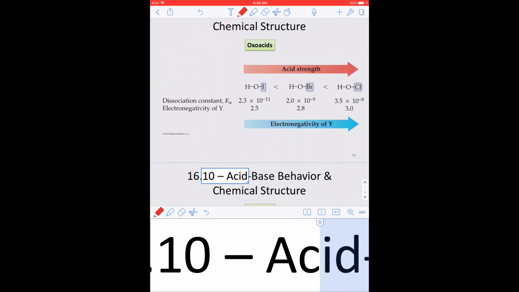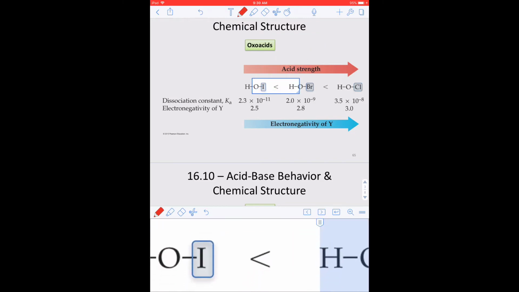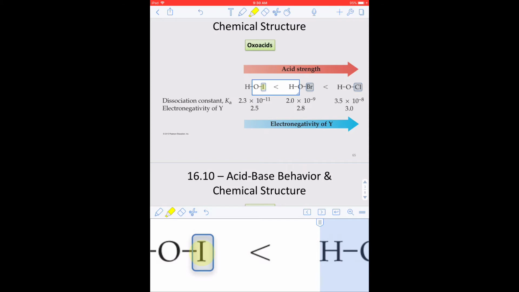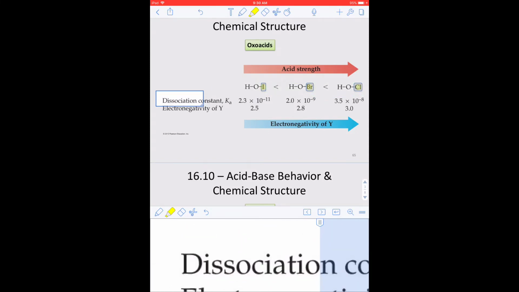And now we're going to go to oxoacids. Oxoacids are acids which have bridging oxygens. Okay, they can have one or more. Here we're going to look at a series of acids that have one bridging oxygen, but the difference is the halide. So we have, again, I, a Br, and a Cl. And so these are in the halogen group. We're going up and down the periodic table here.